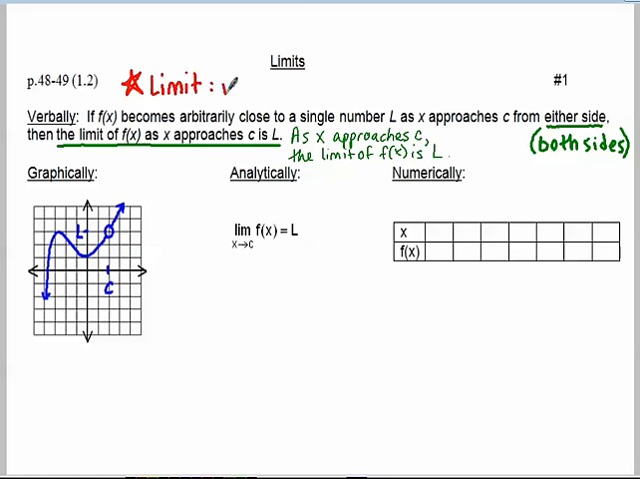So let's make this really important note, bold it, star it: the limit is all about where the function is going, not where it gets. It might not ever get anywhere. It's where is the function headed? Where is it going?